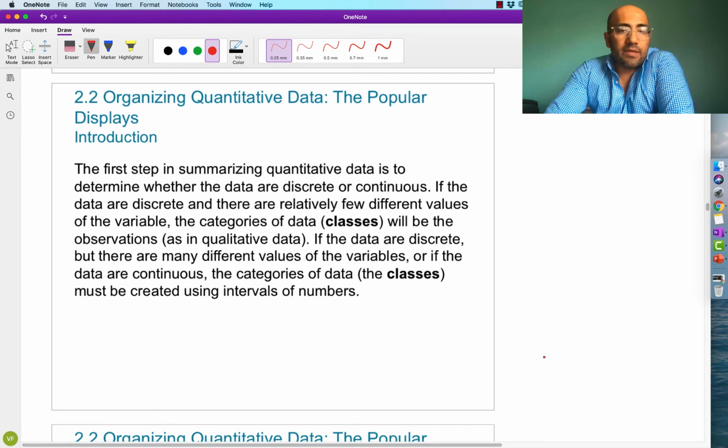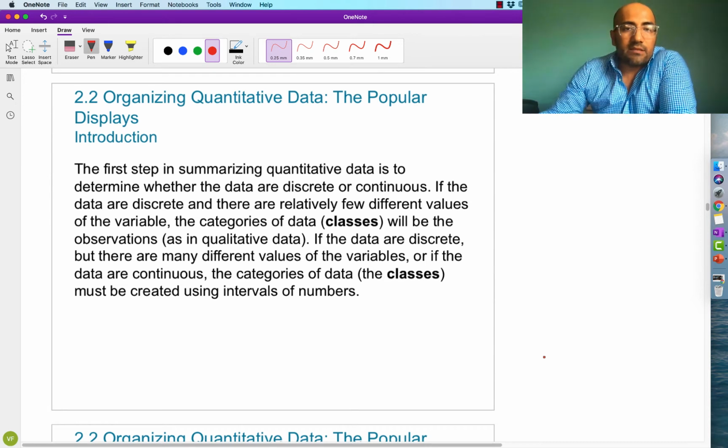Okay, the first step in summarizing quantitative data is to determine whether the data is discrete or continuous. If the data is discrete and there are relatively few different values in the variable, the categories of the data, or the classes, will be the observations, as with qualitative data.